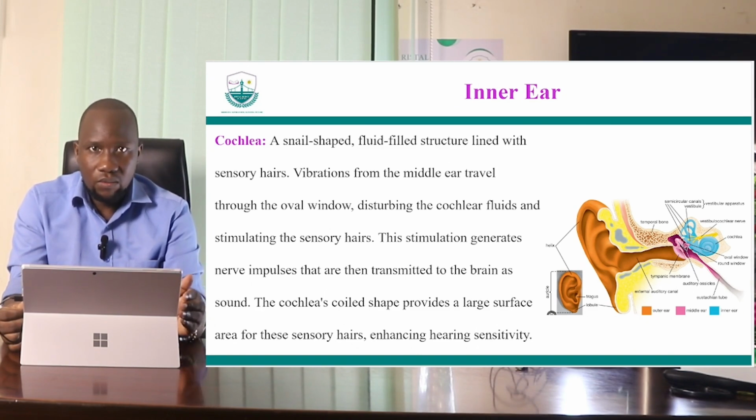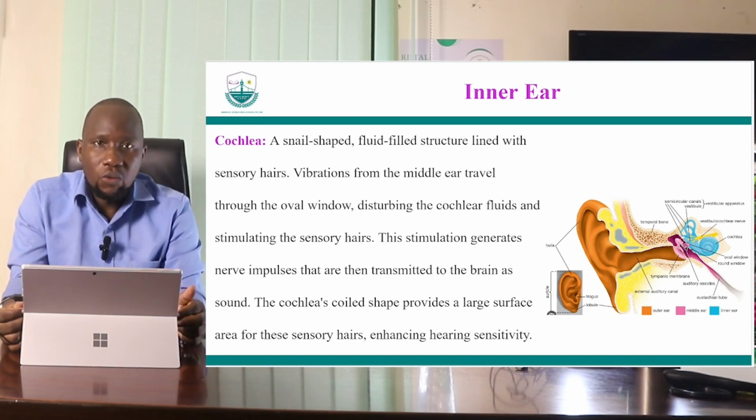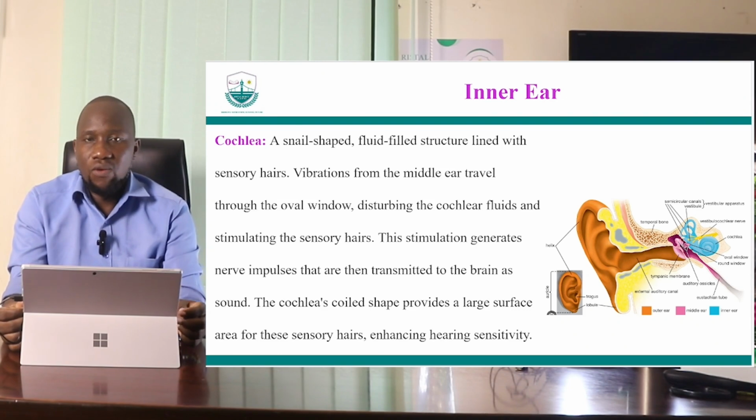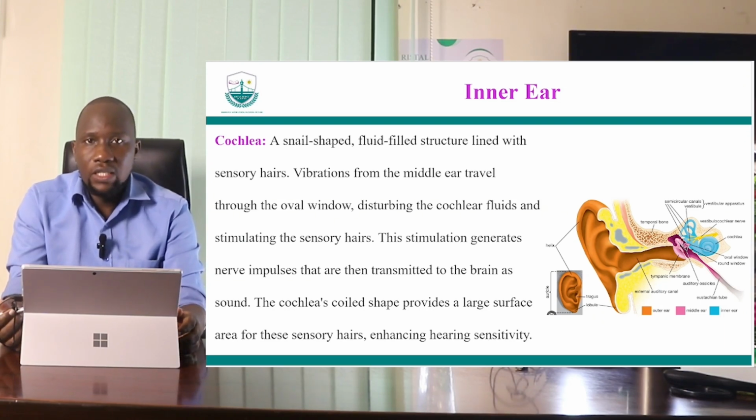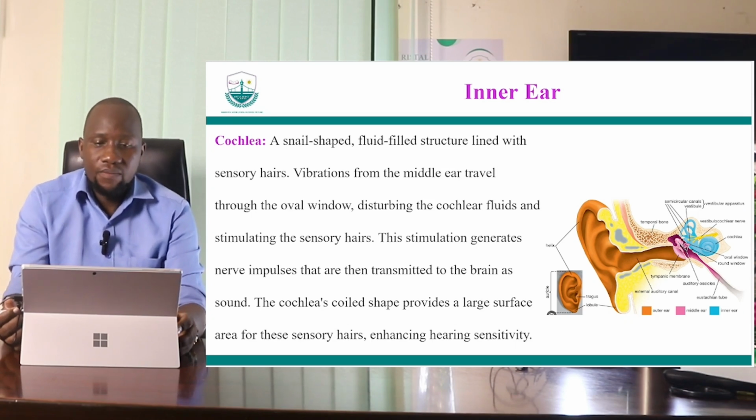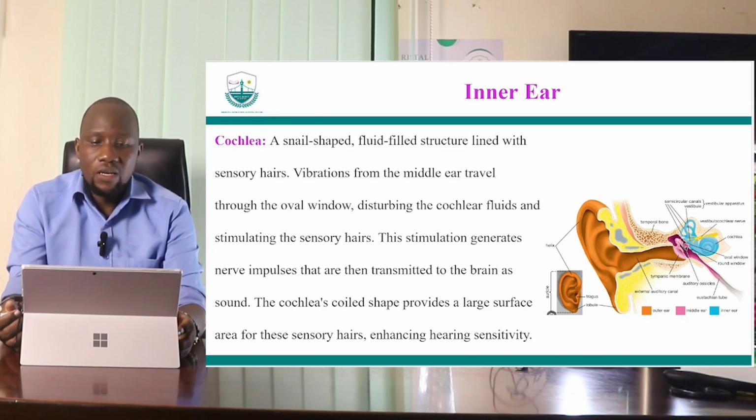When the ossicles vibrate, the oval window also vibrates, and this vibration of the oval window will disturb the fluid in the cochlea, causing impulses to be generated in the cells that we call the sensory hair. The sensory hair will be stimulated, and then impulses will be generated and sent through the auditory nerve to the brain for interpretation.